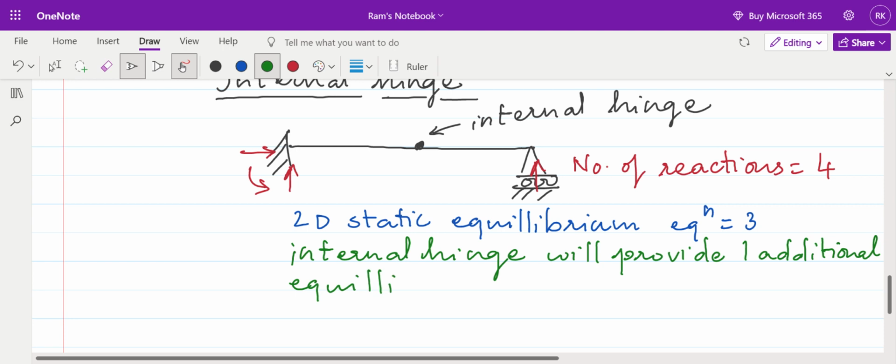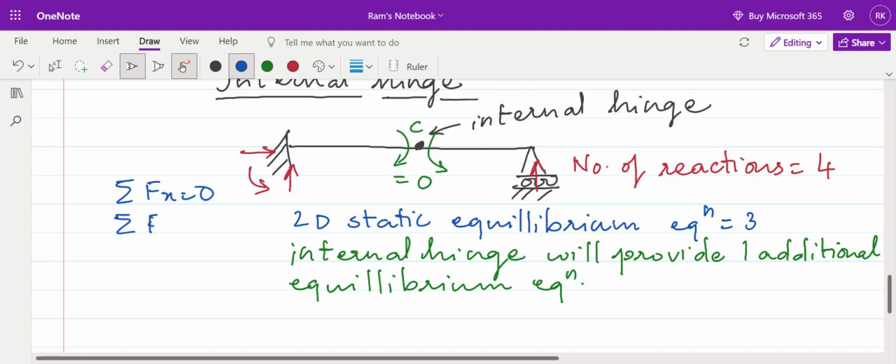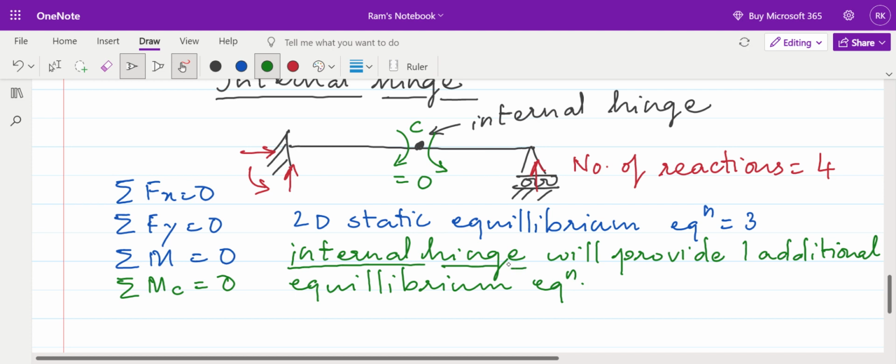What is that equation? We'll see. Every internal hinge will provide one additional equilibrium equation. What is that equation? Summation of moments about the internal hinge is equal to 0. Let us say this point is C. Then the three equilibrium equations at our disposal are summation of forces in x direction equal to 0, summation of forces in y direction equal to 0, summation of moments in xy plane equal to 0, and one additional equation given by the internal hinge, that is summation of moments acting at the internal hinge is equal to 0. So every internal hinge will provide one additional equilibrium equation.